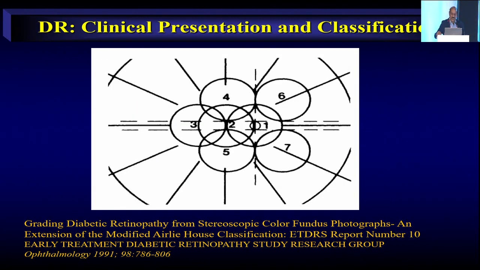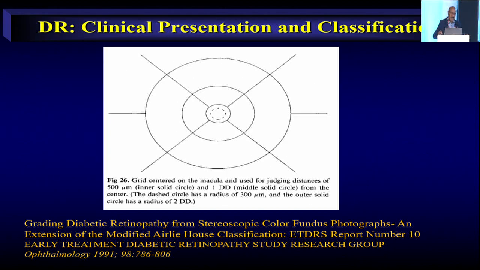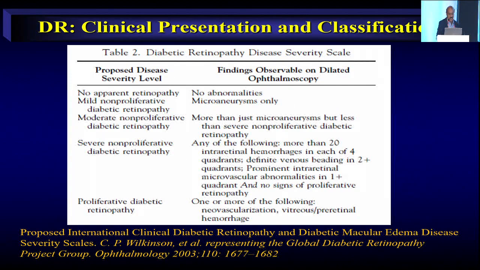And ETDRS has used this classic 7 fields for assessment and classification of diabetic retinopathy, which we will highlight a little bit. And the macular grid is used to define whether it is a significant macular edema or not. With the grid, different lines are there: the central 500 microns, a dashed line which is 300 microns, and 1 disc area and 2 disc areas in this slide.